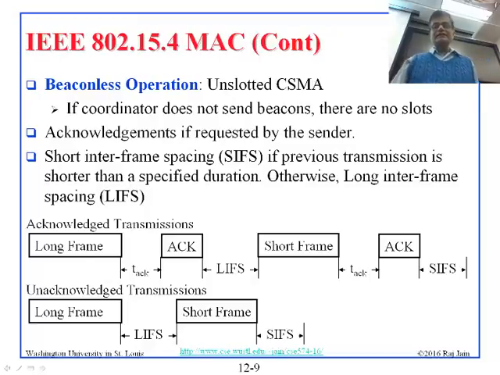Acknowledgements are sent if requested by the sender. So the acknowledgement is sent when you get a packet, and some bits in the packet header will say that this needs to be acknowledged.